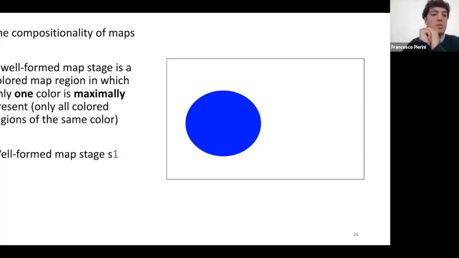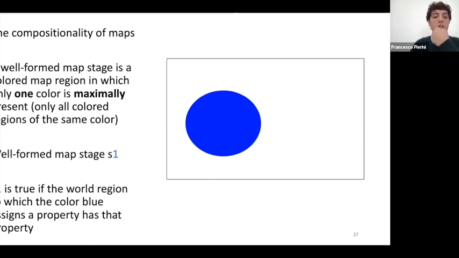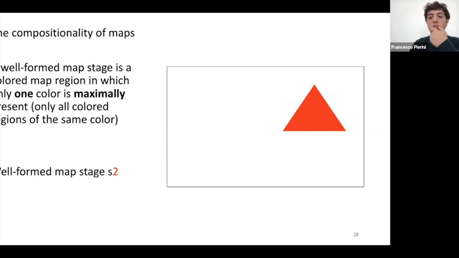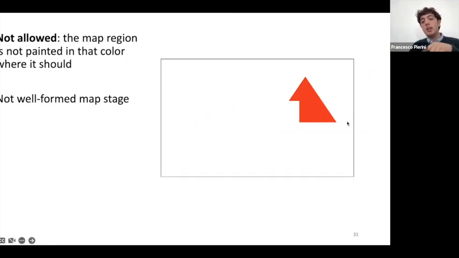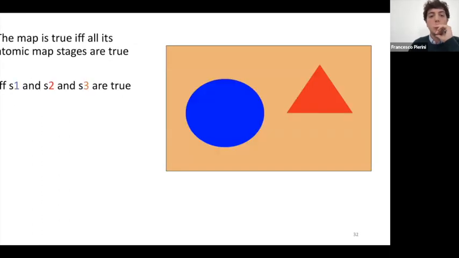They say that a well-formed map stage is a colored map region in which only one color is maximally present. This would be, for instance, the map stage of the property that is assigned by the color blue. So S1, which is the map stage, is true if the world region to which the color blue assigns a property has that property. This is the map stage red. This is the map stage orange. This, for instance, is not a well-formed map stage because it contains two colors. And this also is not allowed because it only shows a partial distribution of the red color. It doesn't show a maximal distribution of it. This is, so to say, a very rough formal representation of what a map should be. The map is true if and only if all atomic map stages are true, so if S1, S2, and S3 are true.